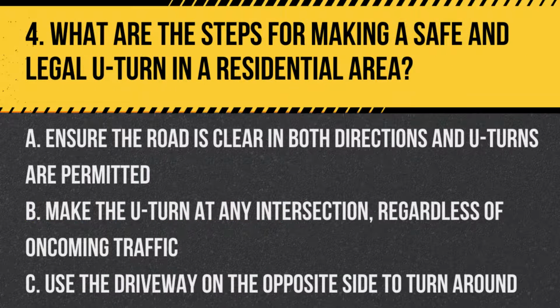Question 4. What are the steps for making a safe and legal U-turn in a residential area? A. Ensure the road is clear in both directions and U-turns are permitted. B. Make the U-turn at any intersection, regardless of oncoming traffic. C. Use the driveway on the opposite side to turn around.